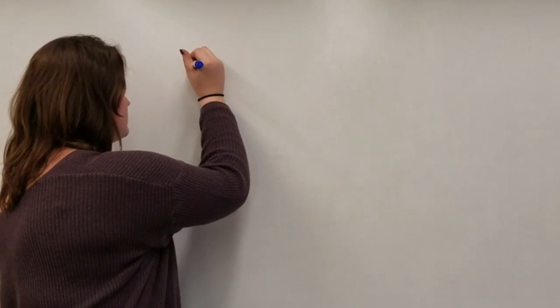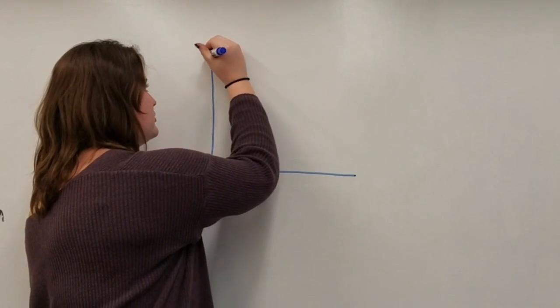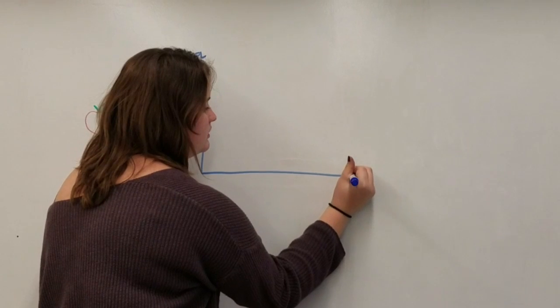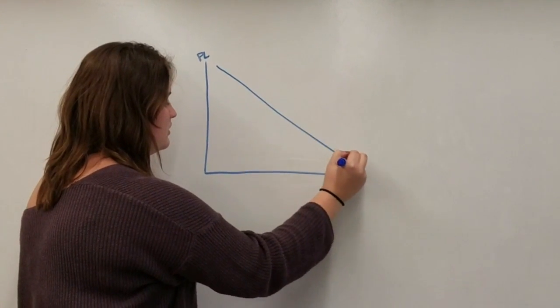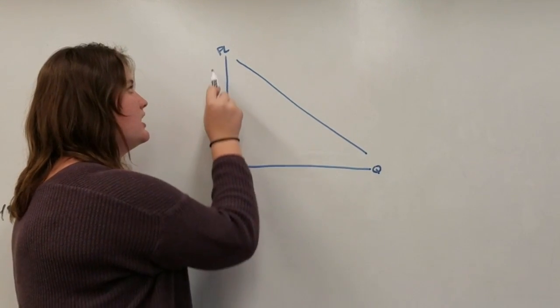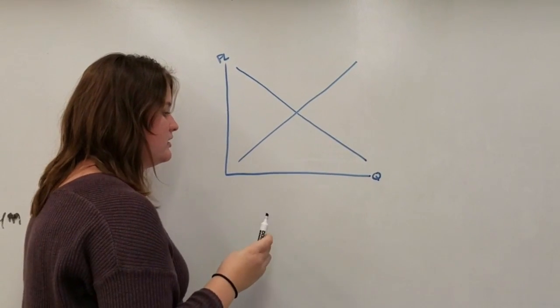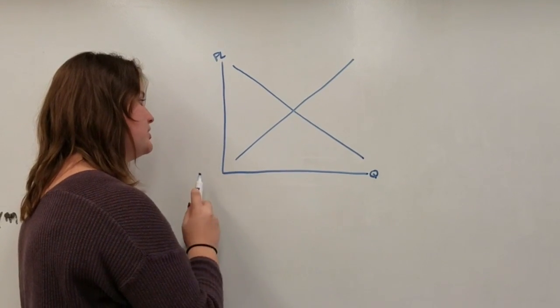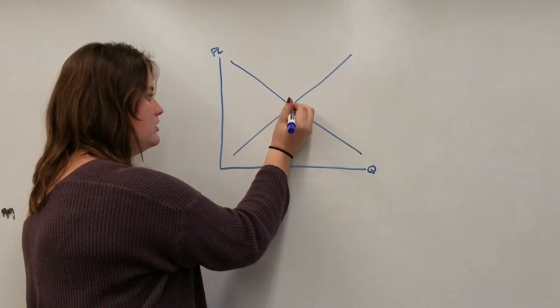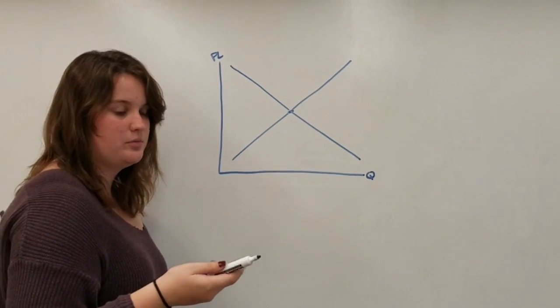To understand aggregate supply and demand, you must first review supply. On a graph of price level and quantity, demand is when quantity increases as price level decreases. And supply is when quantity increases as price level increases. In the middle is equilibrium. This is where the demand of goods and the supply of goods is equal.